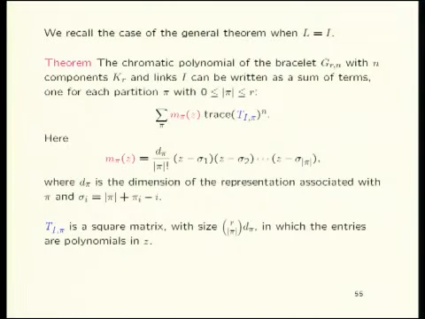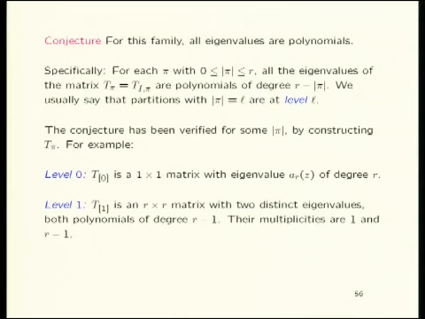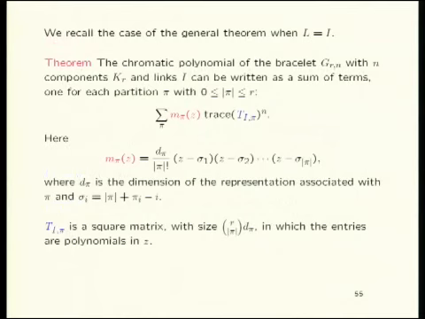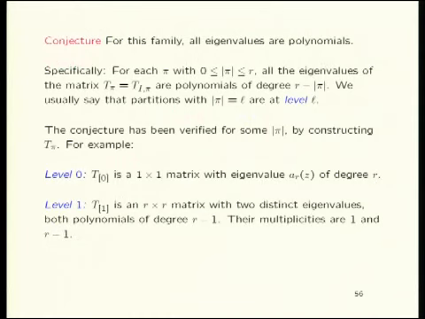Well, the good thing is that the formula I had at the beginning, the decomposition into terms depending upon the partitions, works, and some of the terms can be worked out explicitly for a general value of r. That's the formula. Carry on. My conjecture is that all the constituent matrices in this particular situation turn out to have eigenvalues that are polynomials.